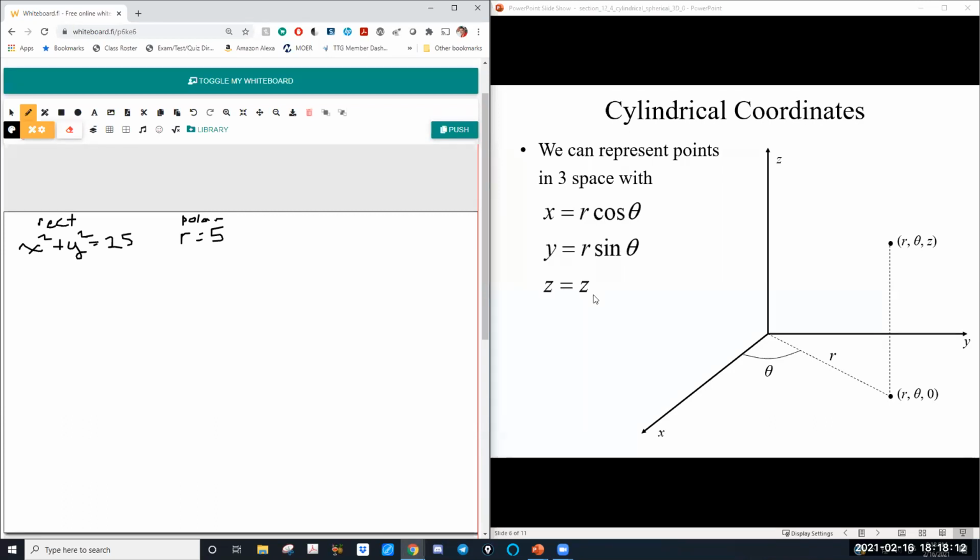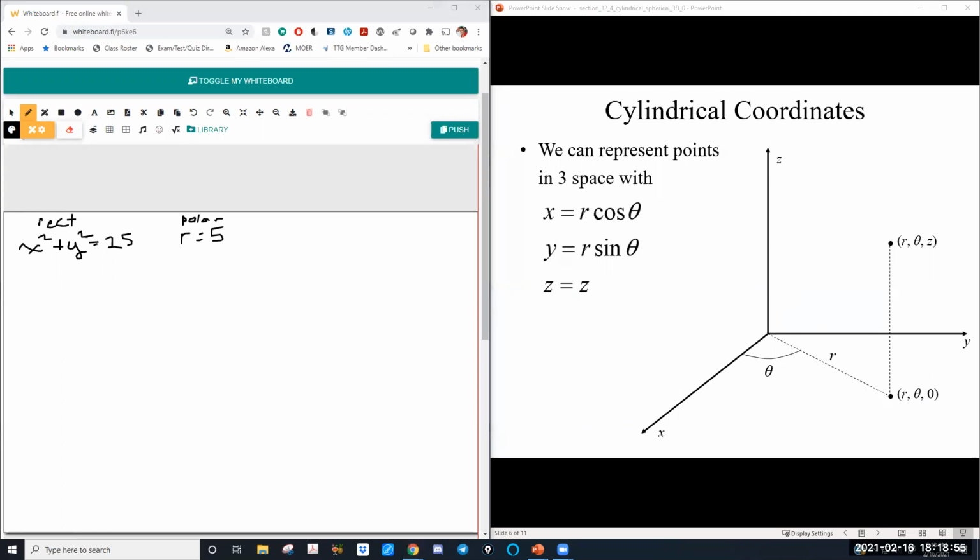It really is just a 3D extension of polar, and hopefully you have some familiarity with polar. Now, what we do want to talk about is what happens if we set r, theta, or z to a constant. Well, we saw what happens if we set r to a constant in 2D, we get a circle. So in 3D, if r is a constant, we actually get a cylinder that's parallel to the z-axis and centered at the z-axis.